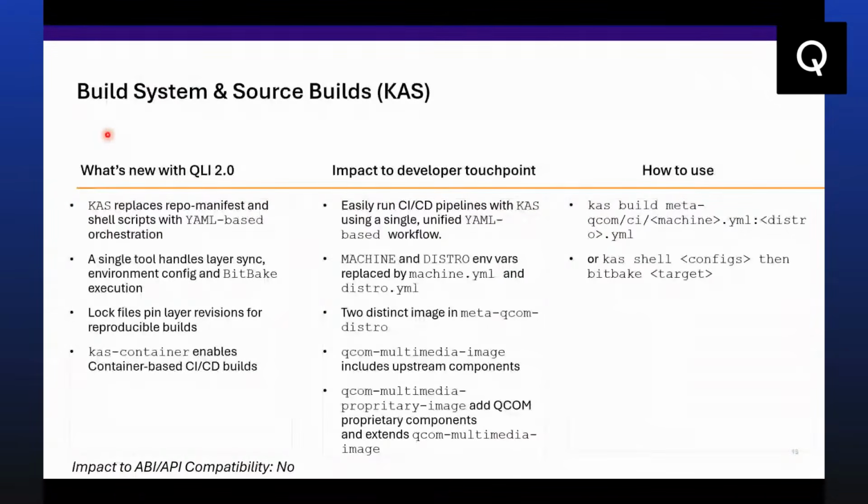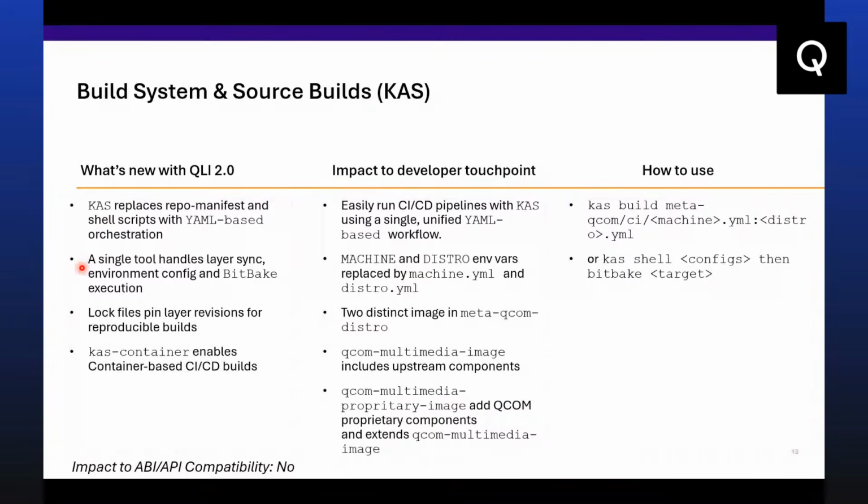We have migrated to use CAS. Earlier in Qualcomm Linux 1.0, we used our own shell scripts. Instead of that, we have moved to a CAS-based build system, and CAS is a YAML-based orchestration mechanism to manage builds and machines and distros, and it makes it much easier. And the beauty of CAS is it is a community tool, so you can use it even in your other solutions. And CAS is a single tool. It would handle the sync as well as the build execution for you. And thus, it's the one place where you could use it for everything that you need to manage your BSPs or the distros for build invocation.